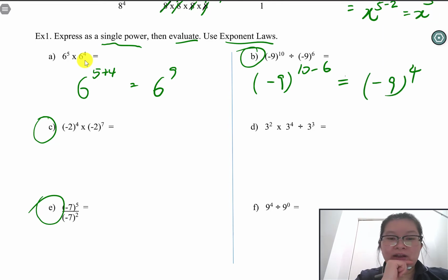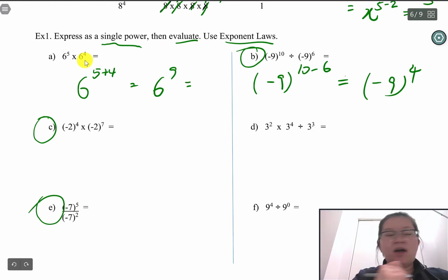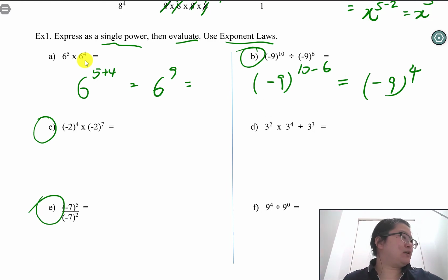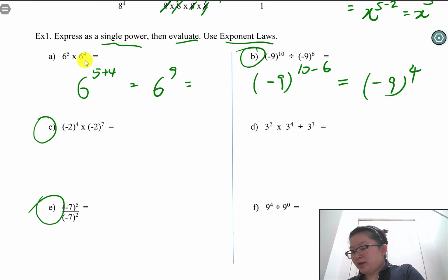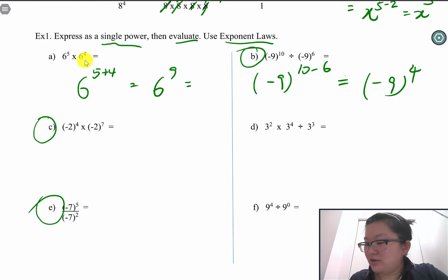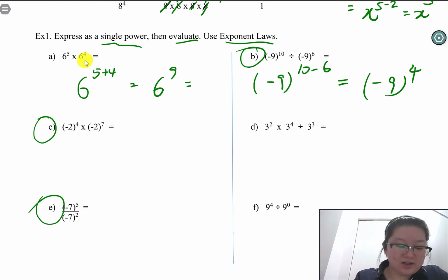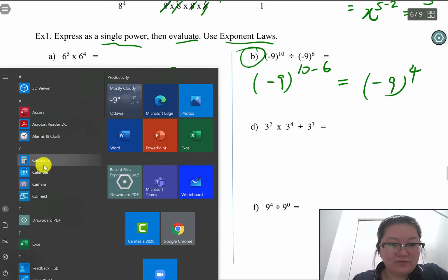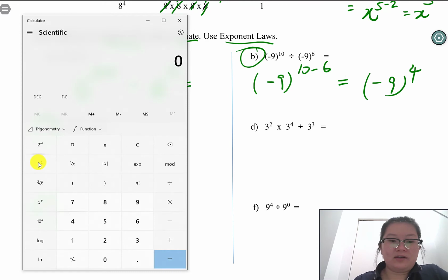Okay? Oh, and you know what? I totally forgot, I have to evaluate this. Even if you forget to evaluate it, I actually don't mind that as much because I know you can put this into your calculator. Actually, speaking of calculator, let's reinforce how we would use our calculator here.